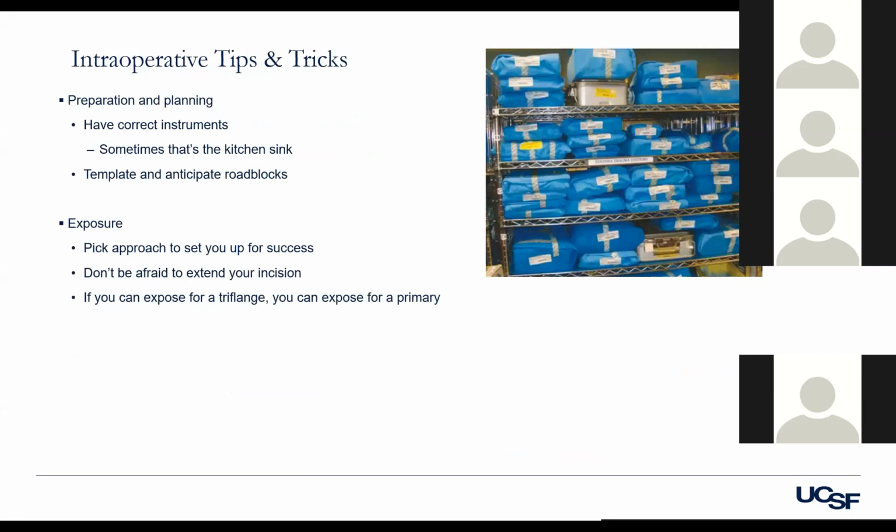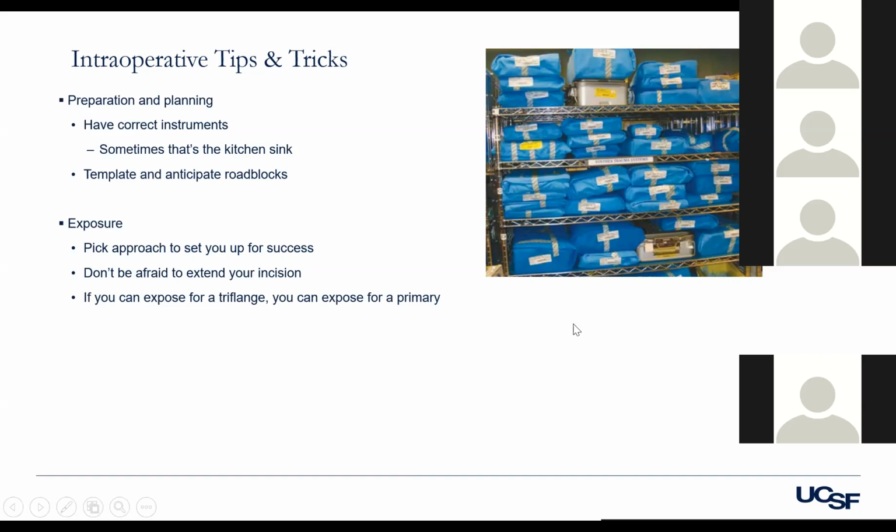All right, intraoperative tips and tricks in terms of planning: you need to have the correct instruments. Sometimes that is the kitchen sink. You don't always know what you're going to get when you go in there. So template and anticipate roadblocks. In terms of exposure, make sure you're picking one that's going to set you up for success. So you may not want to be doing a posterior approach for a total hip in someone who's wheelchair bound with a big long spinal fusion, with a sacral decubitus ulcer or something like that, right? So stay away from areas of trouble.